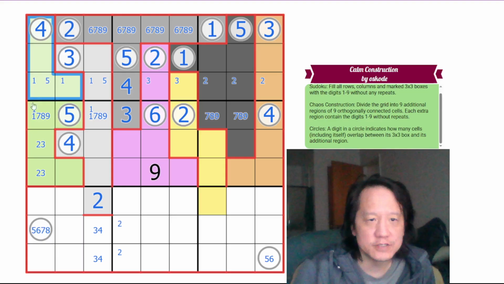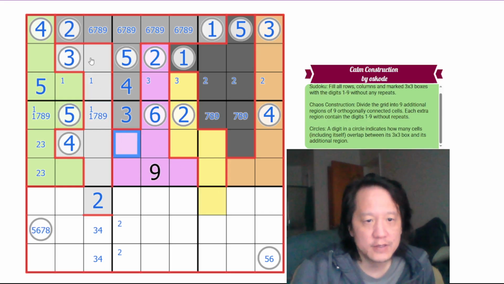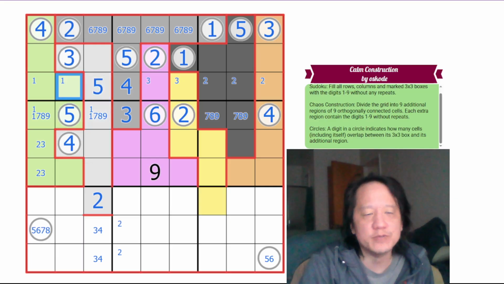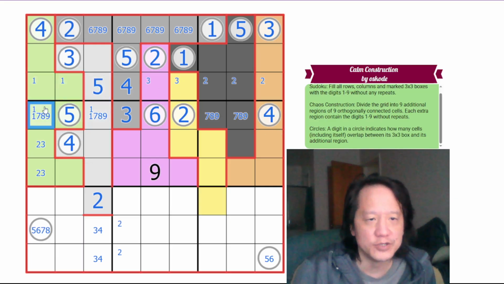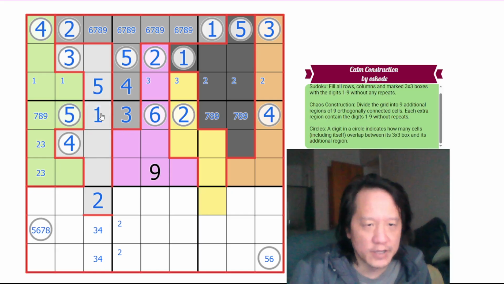The green needs access to a 5. Cannot have 5 here. No 5 here. No 5 here. So 5 has to be here, which means this can't be 5. The light needs access to a 5 also, but it doesn't have access to a... Oh, wait, no. Green already has a 5. There we go. So this can't be 5. So 5 has to be here, which means 1 has to be in the green region, which means this cannot be 1. Okay, there we go. Which forces this to be a 1 here. Okay. So that's 1.